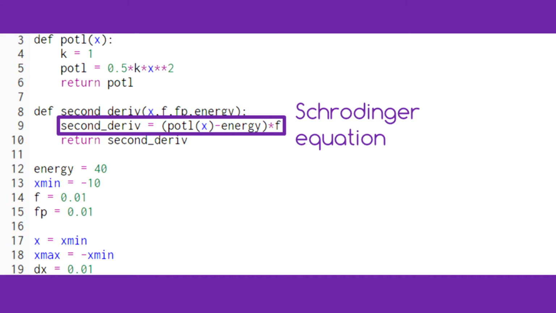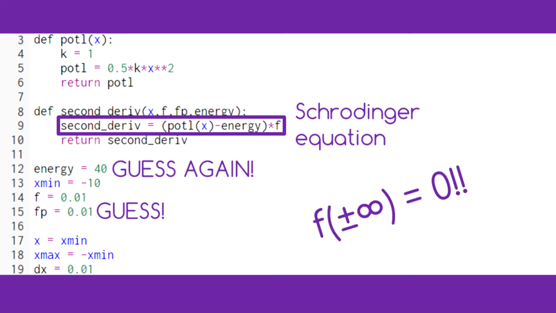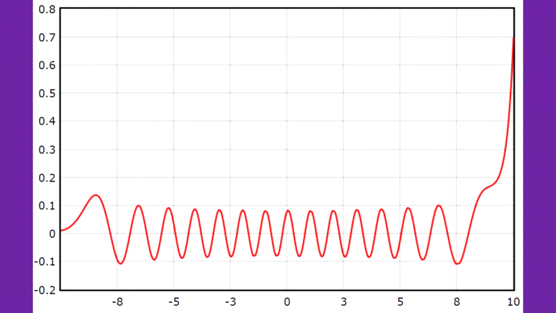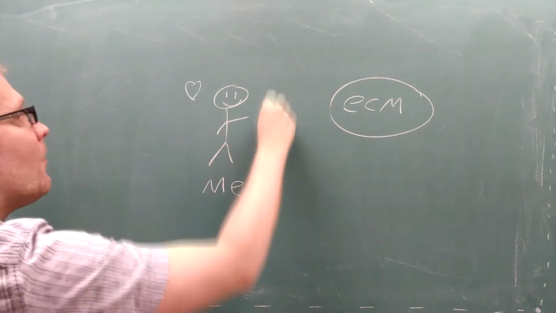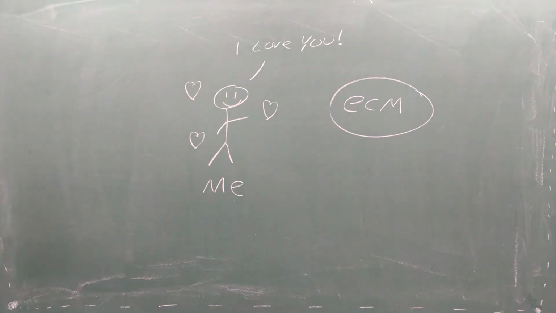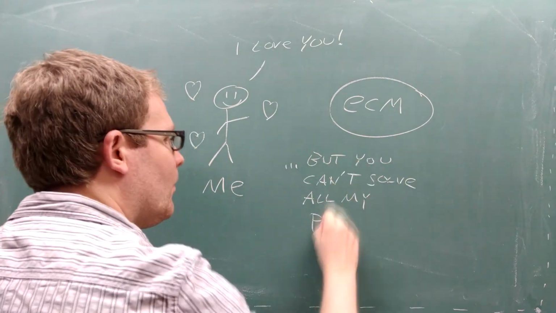we switch to the Schrödinger equation, which requires us to guess and correct the initial value of the first derivative and the value of the energy. Oh, and by the way, the boundary conditions require that the function go to 0 at infinity, which you'll never be able to achieve. Now, I'm not one to say bad things about the Euler-Cromer method, but it simply is not cut out for boundary value problems.